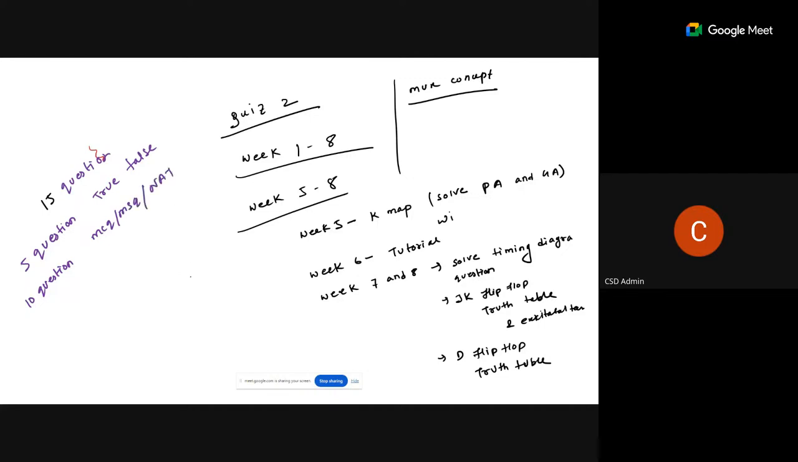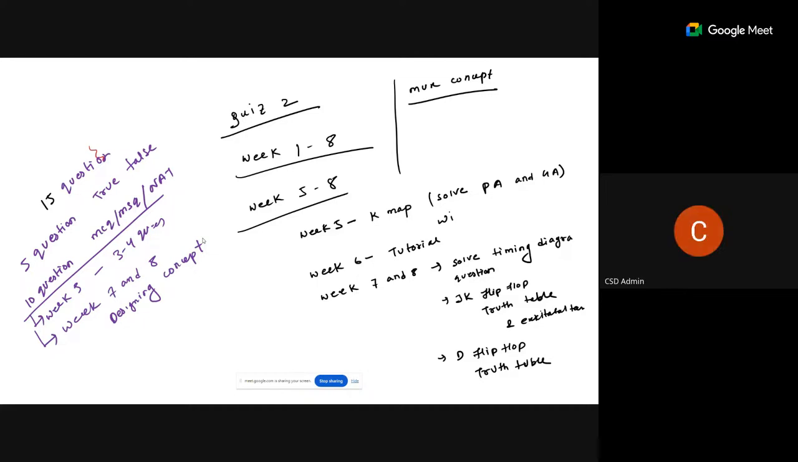You can expect 3 to 4 questions from week 5, or maybe 5 questions, and other than that it will be week 7 and 8. Most of the questions will be on designing, so we'll focus on the designing concept. Is the pattern clear for everyone? Yes, sir.